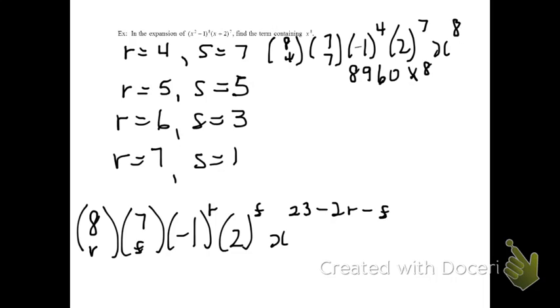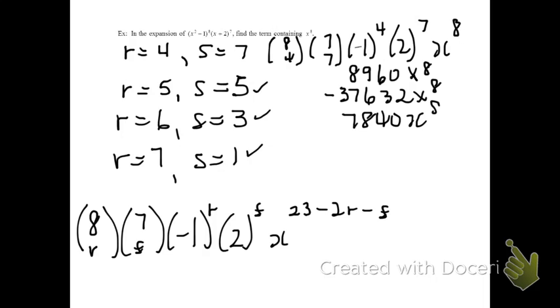And then we do the same thing for each of these. And I'm running out of space here, so I'll just give you the answers. So the next one is negative 37,632 x to the power of 8. The next one is 7,840 x to the power of 8. And the last one is negative 112 x to the power of 8.